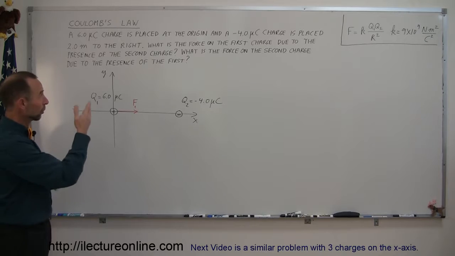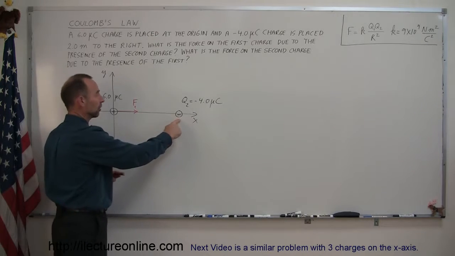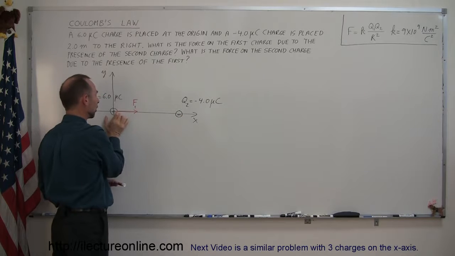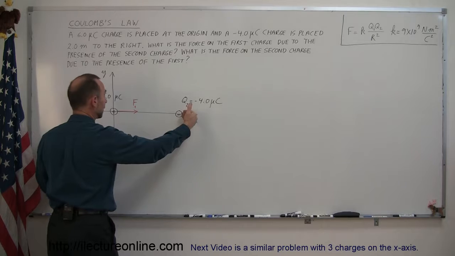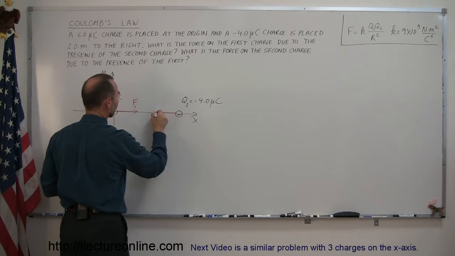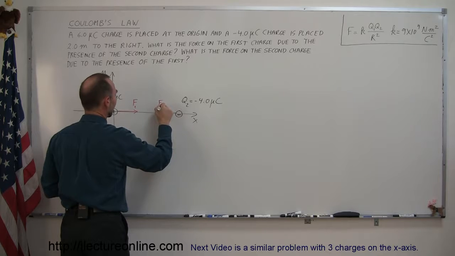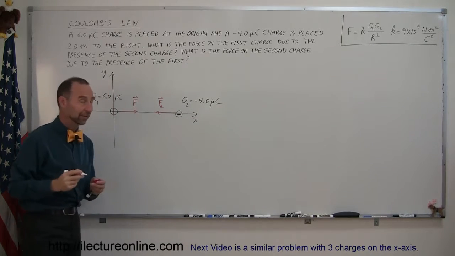Now also, since we also have to find what the force is on the second charge, we can go to this charge here and say, well, how does this charge influence that charge? And again, since they're being attracted, we can say that it's being pulled towards this charge. So we can draw a force vector this way. So this is F on 2. And of course, since they're vectors, we need to indicate that they're vectors.